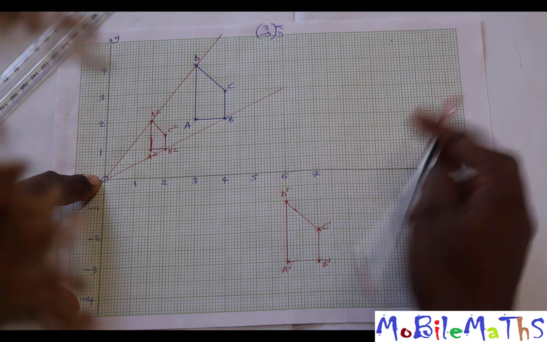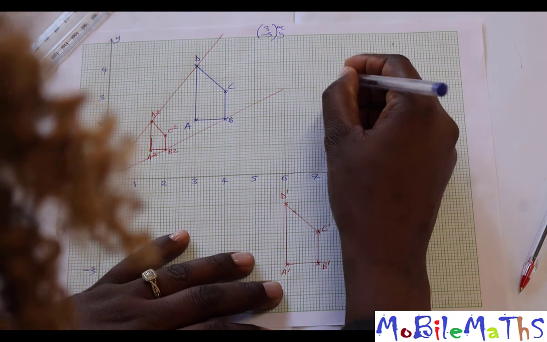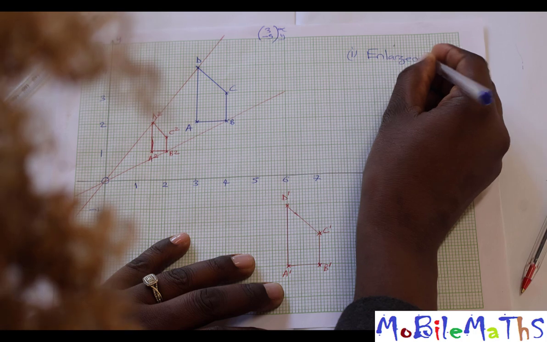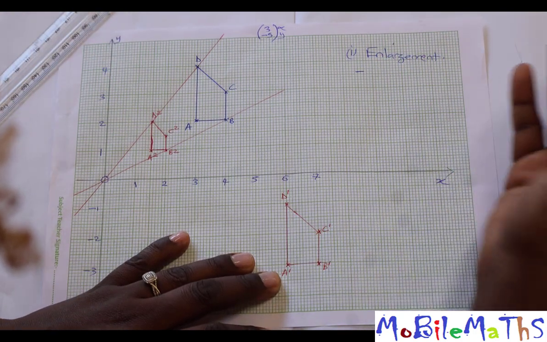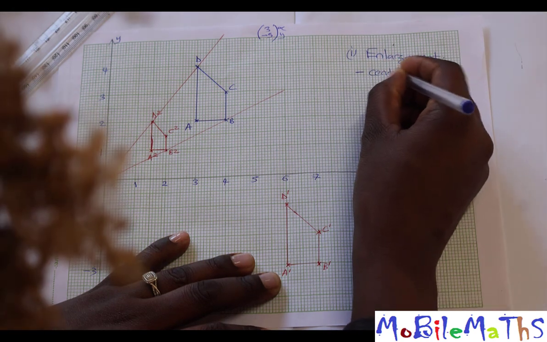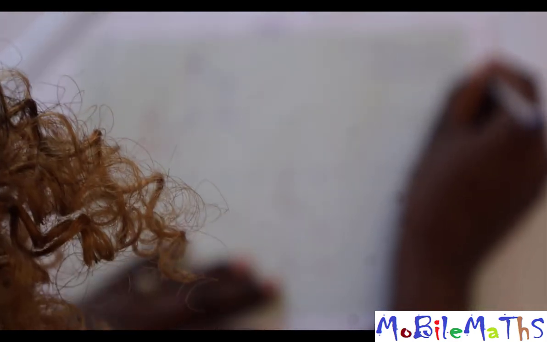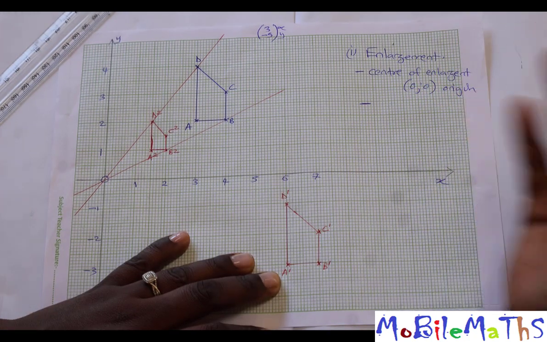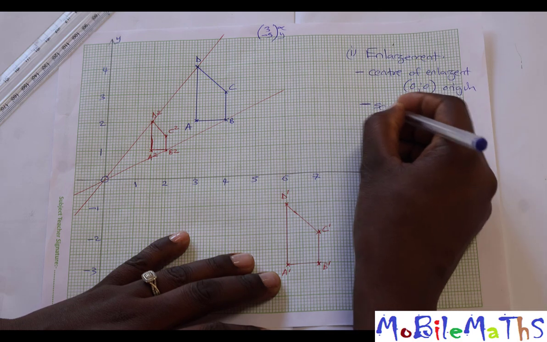So if I'm to describe that transformation, number one, it's enlargement. Then number two, I must state the center of enlargement. So the center of enlargement is 0, 0, or you can even say origin. Then the last point, we must have the enlargement factor, or scale factor.